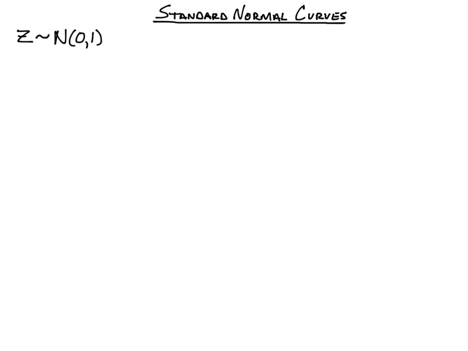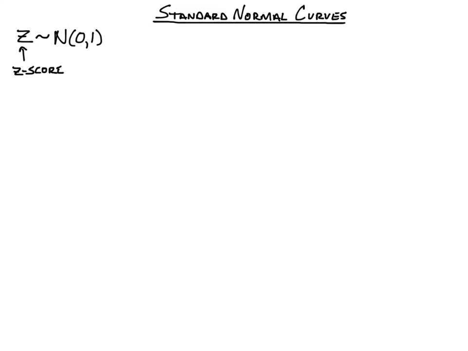Hey everybody, in this video we're going to talk about the standard normal curve, and we're also going to look at some normal curves that have some values attached to them as well. So the first part of this video, the standard normal curve, we're looking at this notation here: Z is approximately, or that squiggle, N(0,1). So what does all of this mean?